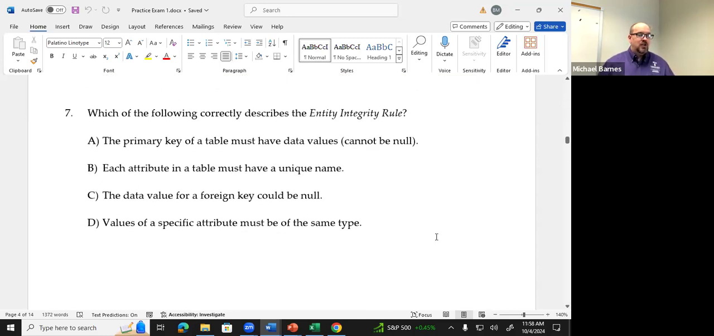Which of the following correctly describes the entity integrity rule? We just looked at that. The entity integrity rule doesn't specify the unique identification characteristics of a primary key, but basically says the primary key cannot be null. We cannot have a null value. Each primary key of the table must have data values that cannot be null. That's A.